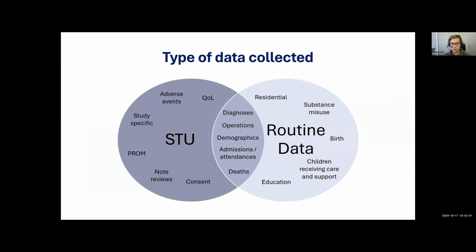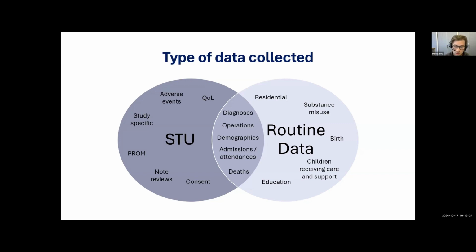So I'll quickly look at the difference in the data that a trial collects, which I've shown here, and then what routine data typically collect, and how they overlap. So quite often you'll have a trial that's collecting potentially quality of life data, information about adverse events for the safety side of the study, study specific. So this could be stuff like information about the polyps, stuff that isn't necessarily coded in routine data. You'll also have patient-reported outcome measures, potentially reviewing the case notes, and then also information about consent.